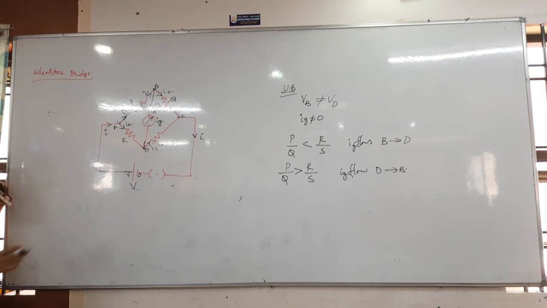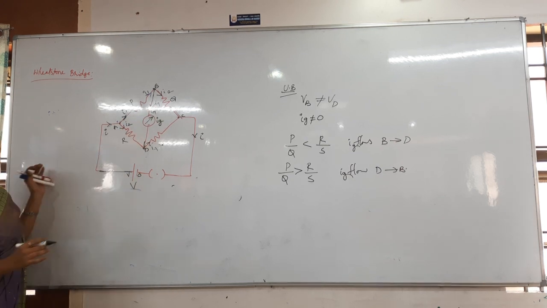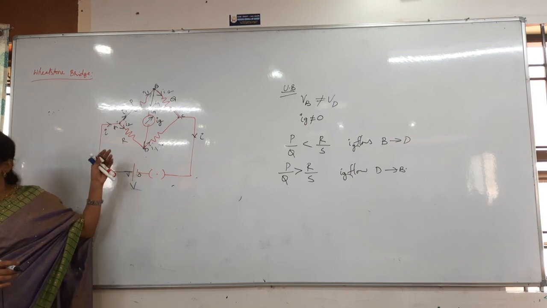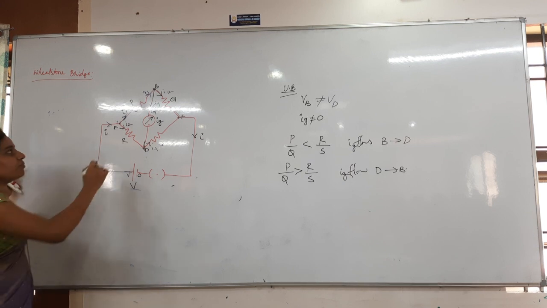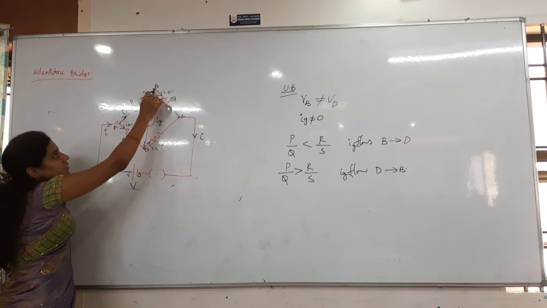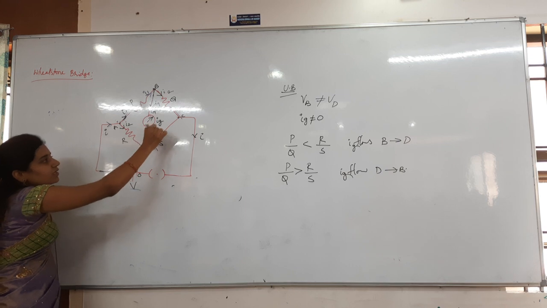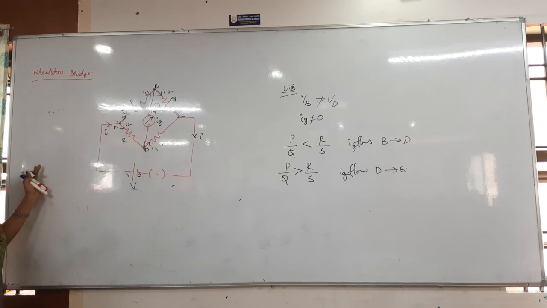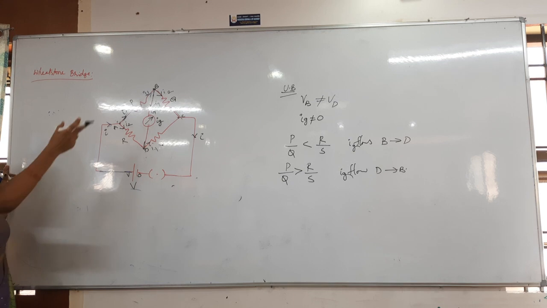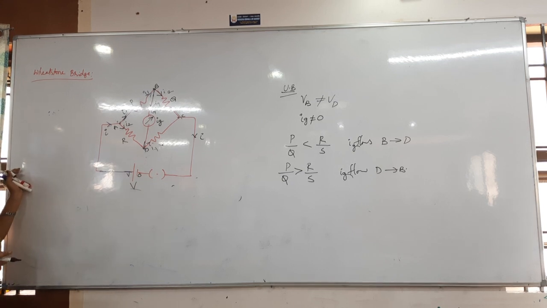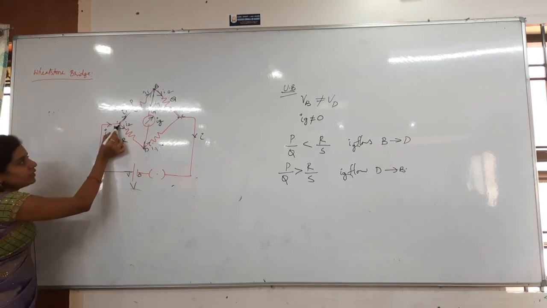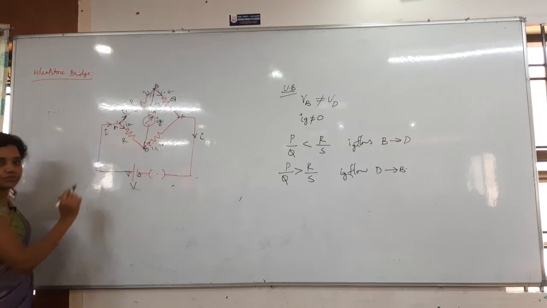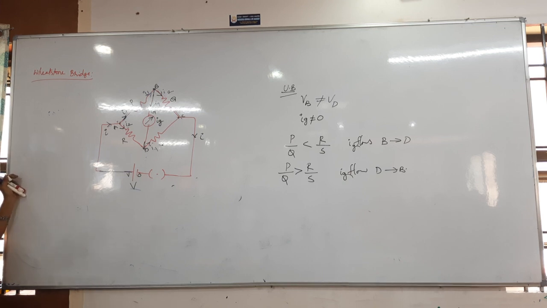I said already, whenever P by Q is less than R by S, at that time what happens? Current will flow from where to where? B to D, right? So at B, what current is entering here? I1 is entering, that part of the I1 will come here and then it will go from B to D. And whenever R by S is less than P by Q, then current will flow from D to B. So from D, I2 will come and then it will go here. So the currents in the opposite arms will be the same whenever the bridge is unbalanced.